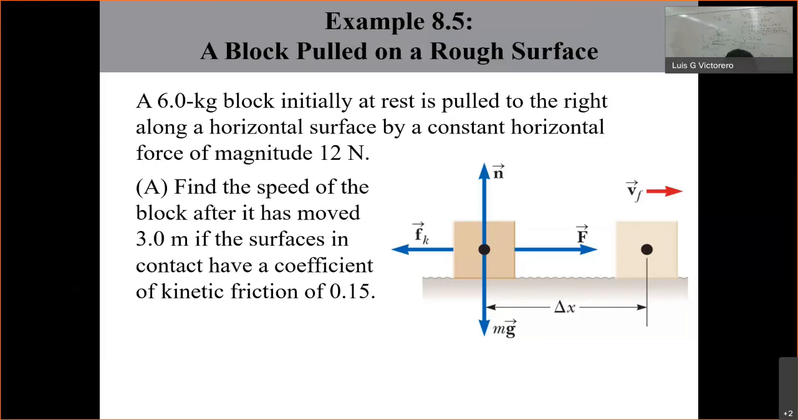Okay, so you have a 6 kilogram block that is initially at rest and is pulled to the right along the horizontal surface by a constant horizontal force of magnitude 12 newtons. Find the speed of the block after it has moved 3 meters if there is friction of 0.15. Hey, you can do the problem without energy because you know the mass, you know mu. It's giving you the free body diagram there, right? But let's do it with energy.